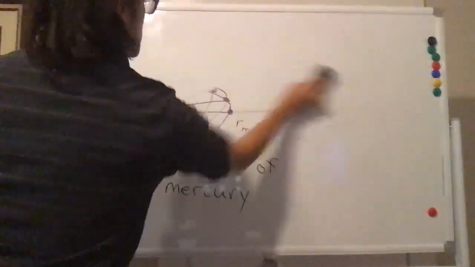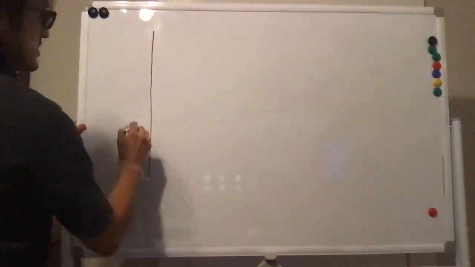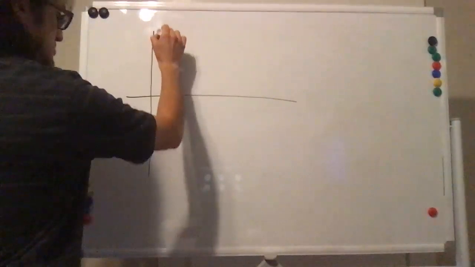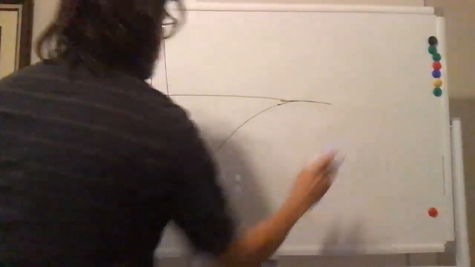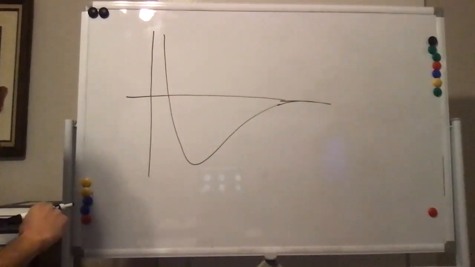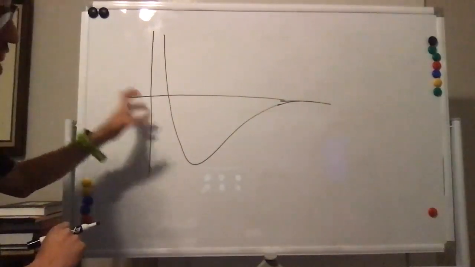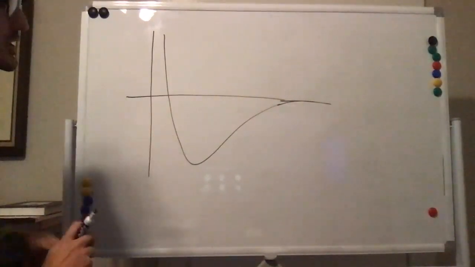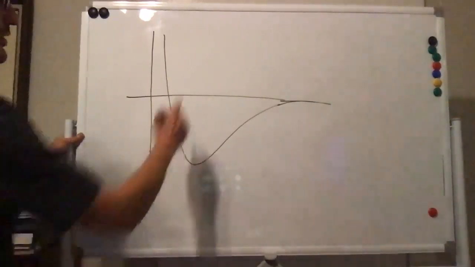Well, I guess to a certain extent. So the precession is going to be related to by how much your potential differs from 1 over r.